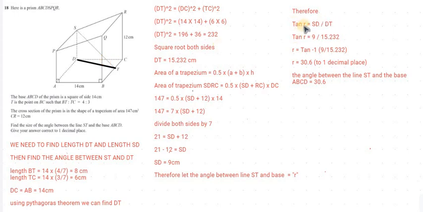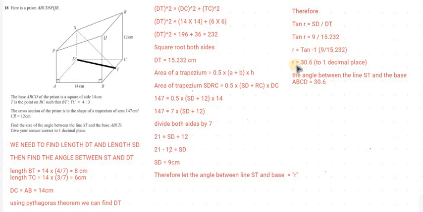So tan r, because we have opposite to the angle SD and adjacent to the angle DT. So tan r is equal to SD over DT. And we know the length of SD is 9, the length of DT we found here. And so we just do tan to the minus 1 of 9 over 15.232.